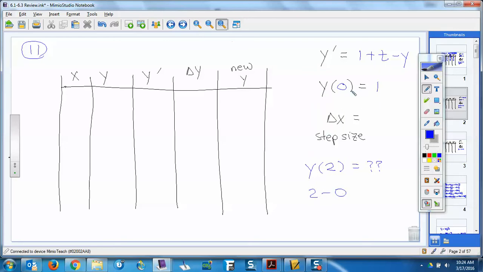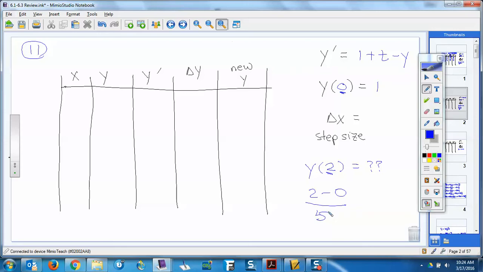Okay, we're going from 0 as the x value at the beginning, and we want to find a 2 x value. That's from 0 to 2. So 2 minus 0 divided by how many steps? They want us to do 5 steps on part A.